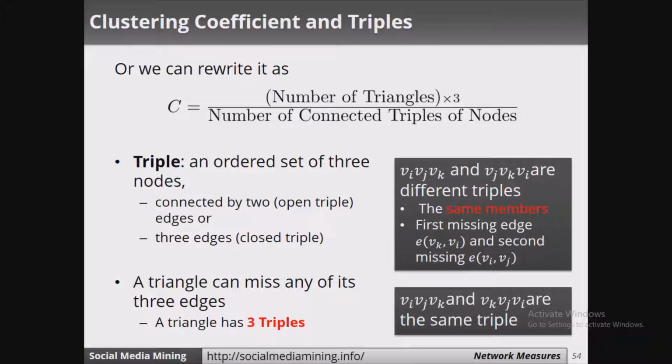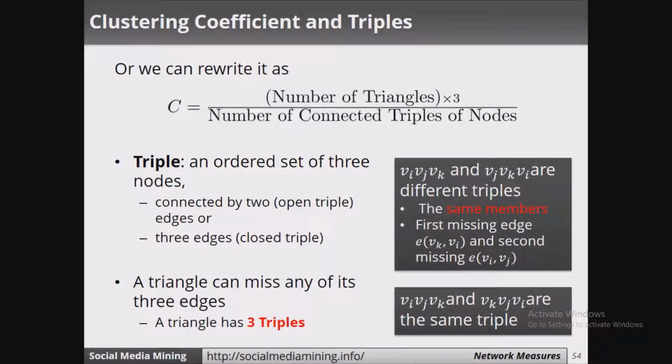But the second condition arises when the nodes are the same but still they are called different triples. Here we have an example. If you see the box on the right hand side, we have two triples here: vi, vj, vk and vj, vk, vi. Here these two triples are said to be different triples but they have the same members.